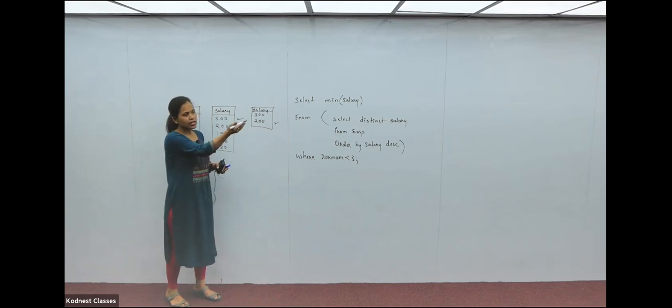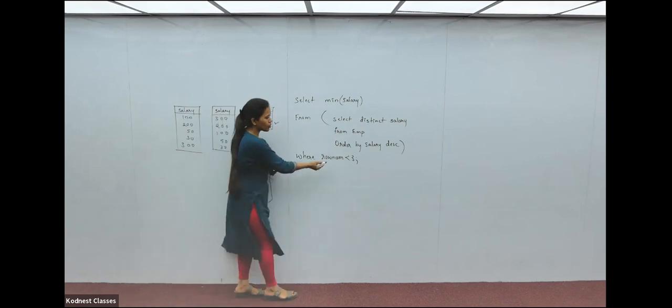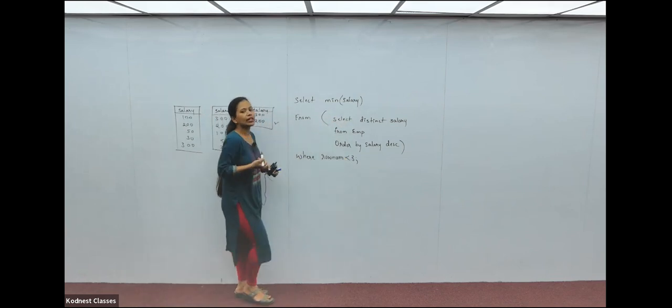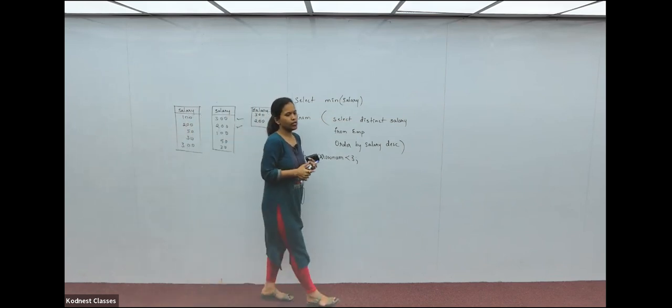In the same way, someone asked me, ma'am, how do I get the third highest salary? Nothing. You will write rownum less than 4, then min of salary only. That will be the third highest salary. Did everyone get this? Yes. So this is how it is. Take down this.